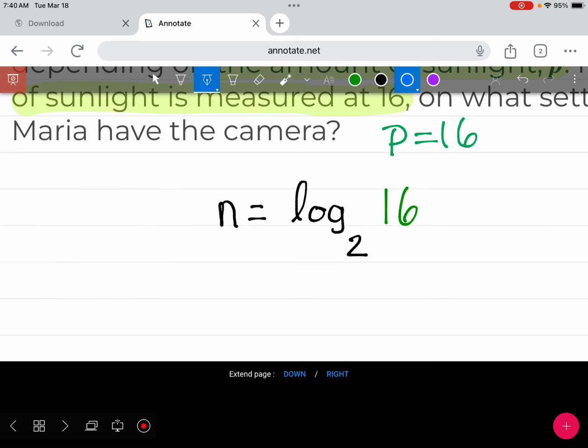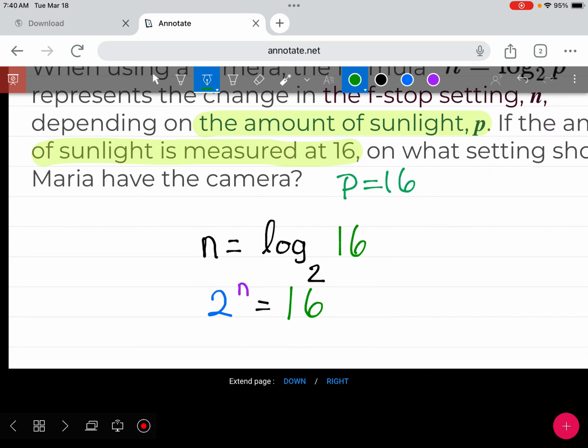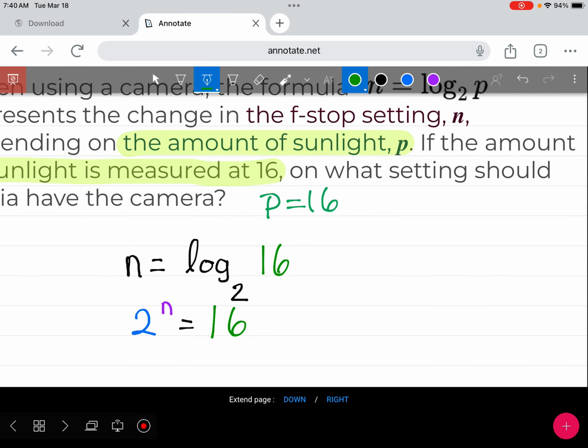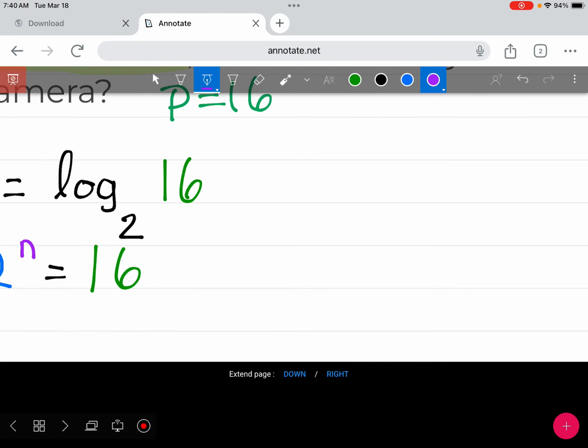Base of 2 to the power of the unknown. Yeah, we've got a base of 2. We've got our power of N, or we can put a box, but we're trying to solve for N, and that's going to equal our argument of 16. So 2 to what power is 16? What is N going to equal? 4.